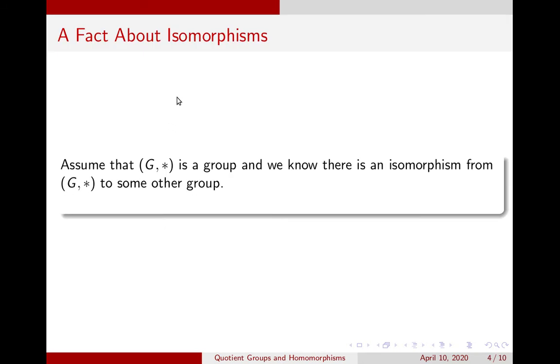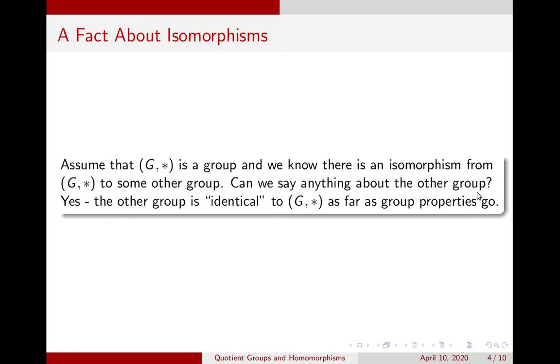Okay, so now just a reminder about the really most important fact regarding isomorphisms. If G star is a group, and we know there is an isomorphism from G star to some other group, can we say anything about the other group? Yes, we really know exactly what the other group is. The other group is identical to G star as far as the group properties go.